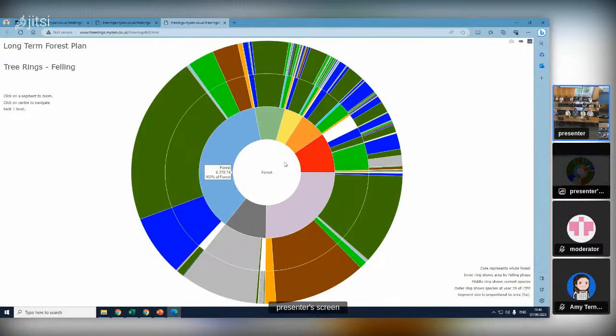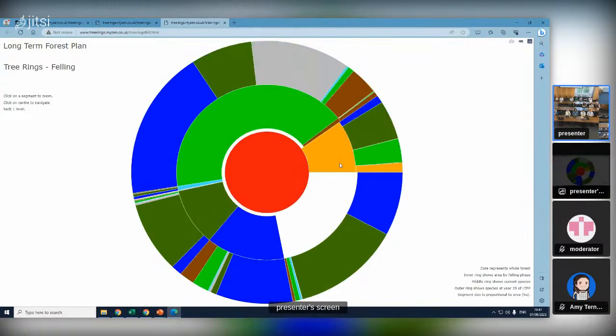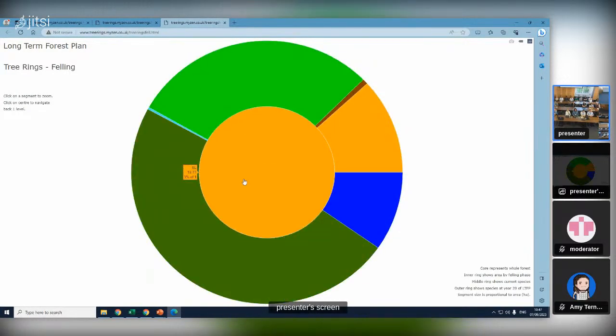So this final image, you can see phase 1 here. We've got the composition of the areas that will be felled in phase 1. And then if I click on the larch, it's a very good example, because this is data from the last forest plan we did. This one's coming up for renewal. So this was from 10 years ago. There wouldn't be any larch in that wedge anymore because of Dothistroma.